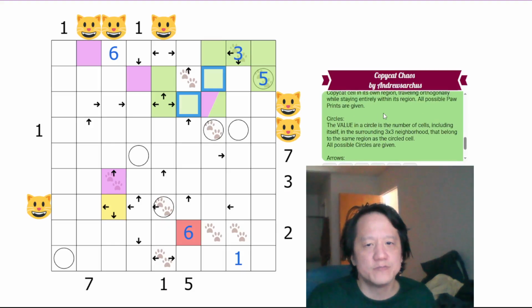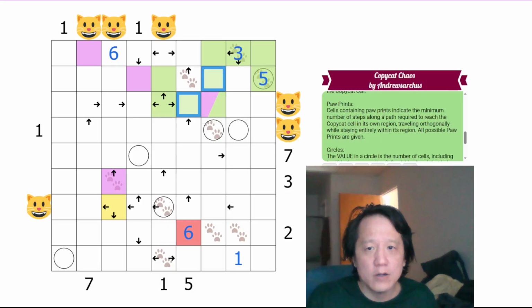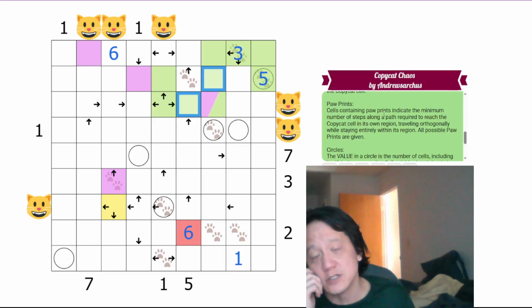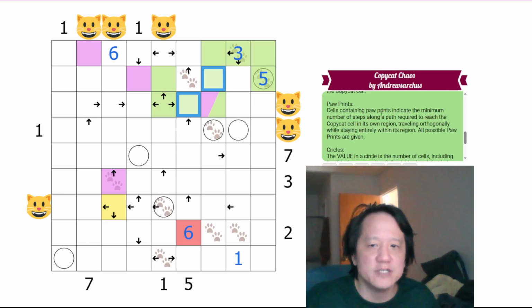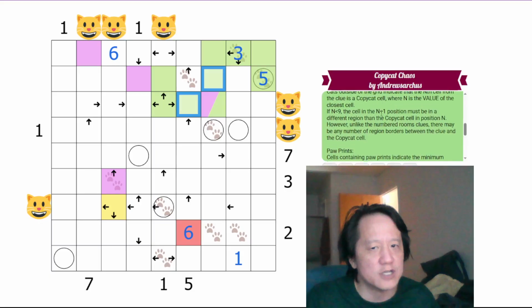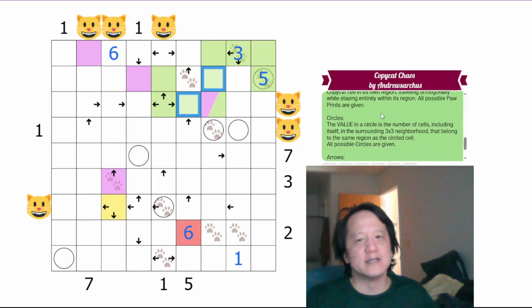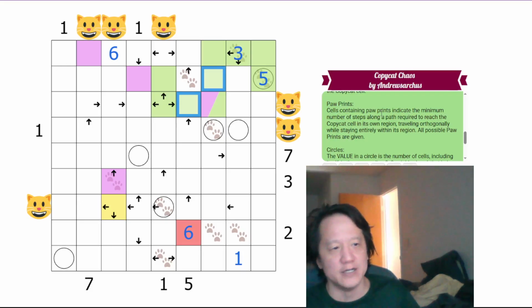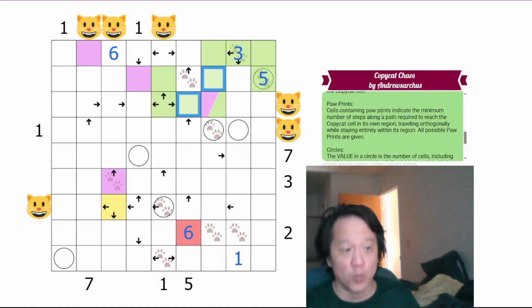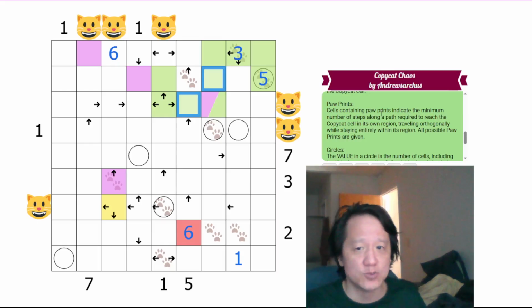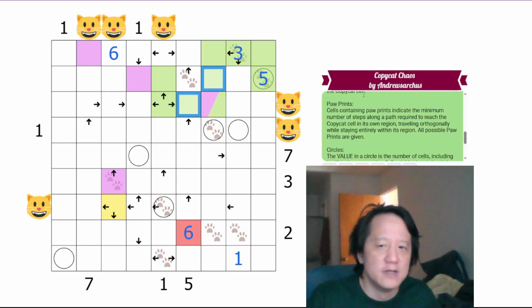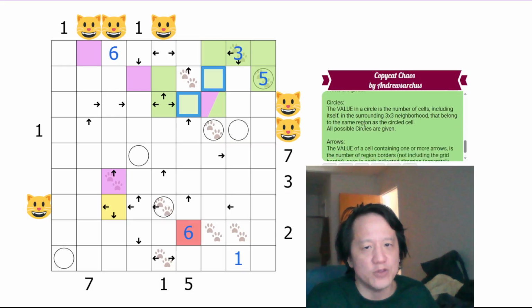We have circles, where, okay, so paw prints don't use values. Paw prints is specifically digits. Cells containing paw prints indicate the minimum number of steps along the path, and that's specifically related to the digit, not the value. Oh, well, actually, that makes sense, because the value is going to be the digit, because the paw print is a certain distance away from the copycat cell in its region, right? So the value is the digit for the paw print cells.